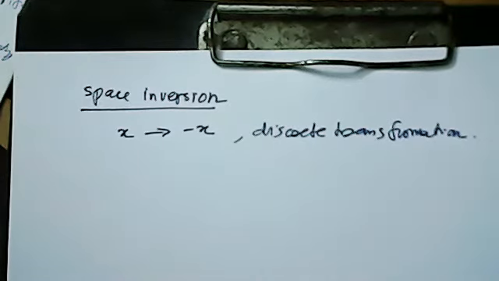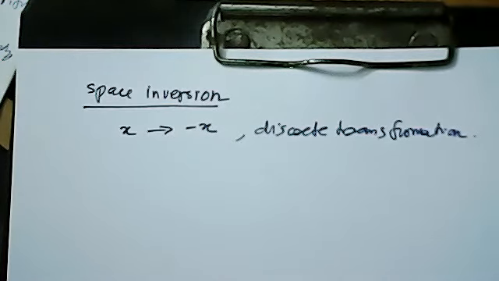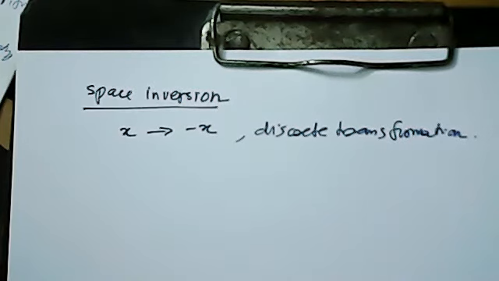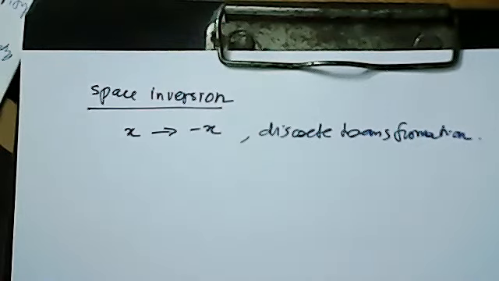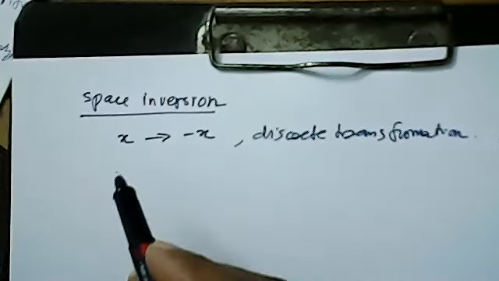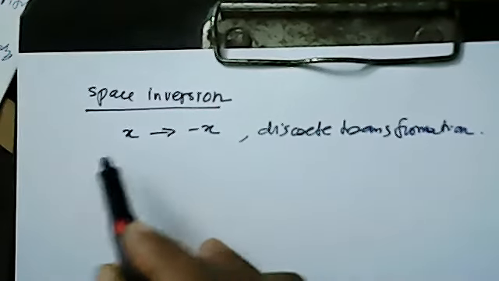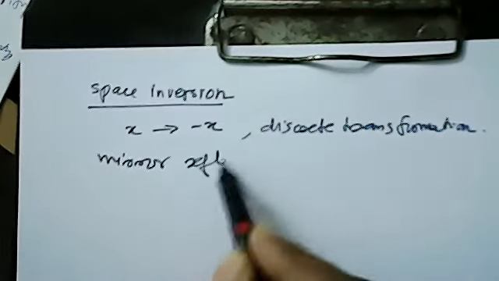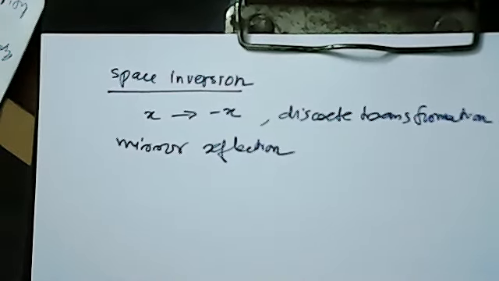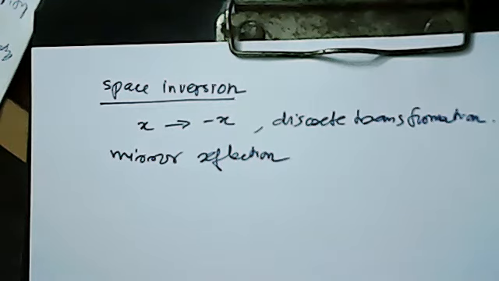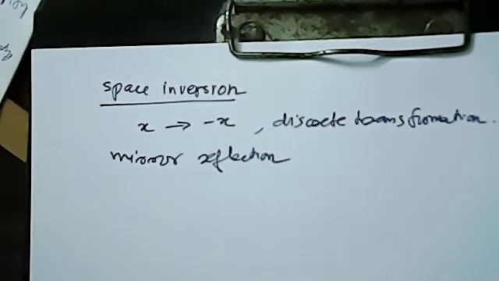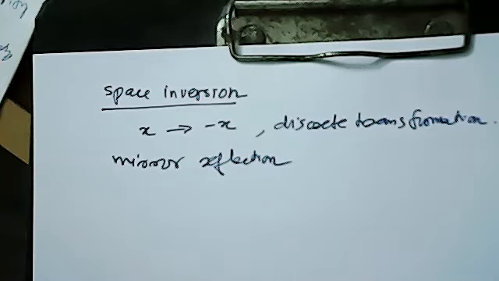So space inversion is a discrete transformation, and if you do the space inversion in 3 dimensions, x becomes minus x, y becomes minus y, and z becomes minus z. So actually this is like a mirror reflection, or we call it reflection symmetry. It is like you look at the mirror. When you move away from the mirror, your image also moves away from the mirror. When you look at the mirror, if it is the same, we say that there is a mirror symmetry or reflection symmetry.